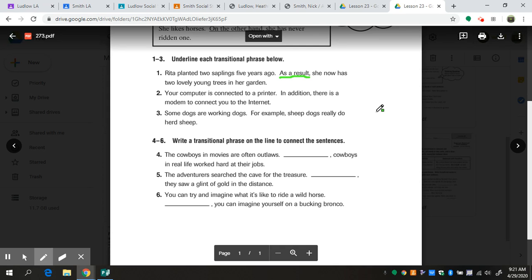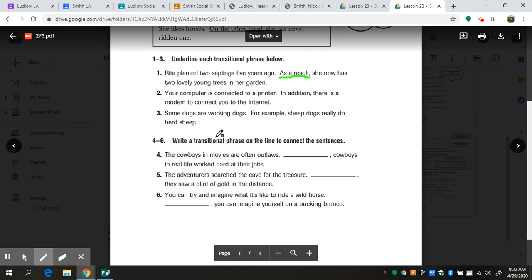Usually, your transitional phrase is found at the beginning of your second sentence, and it is separated from the rest of your sentence by a comma. So make sure you're looking for those kind of tips and tricks. You're looking for a group of words that is offset from the rest of your sentence by a comma.